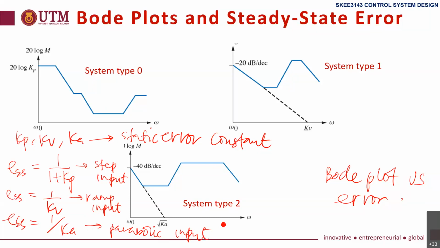When we have system type 0, meaning s to the power of 0 at the denominator, the Bode plot magnitude will start with a straight, constant line. It's always like this for system type 0. The value here is 20 log Kp. So we can find the anti-log to obtain Kp. Once we obtain Kp, we can solve for the error, ESS equals 1 over 1 plus Kp.